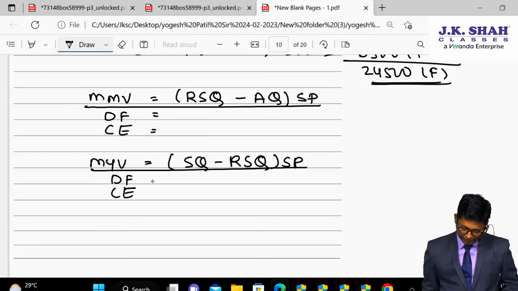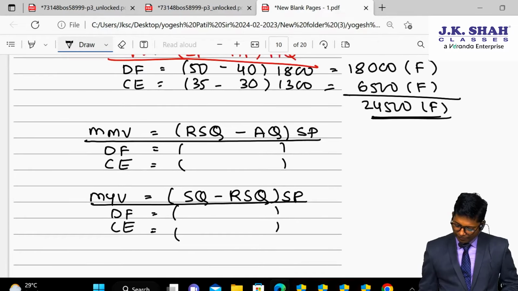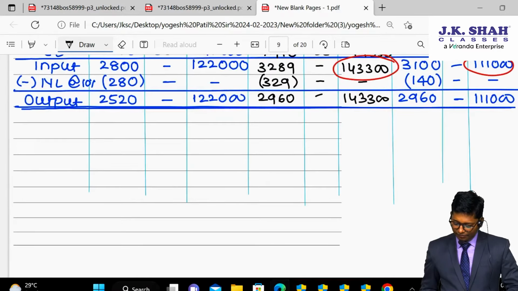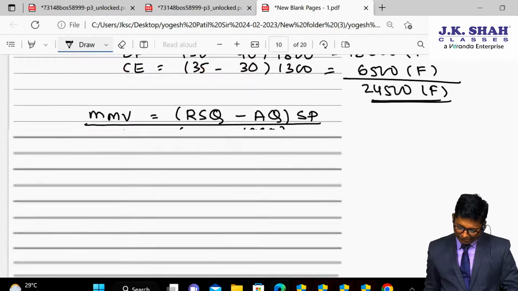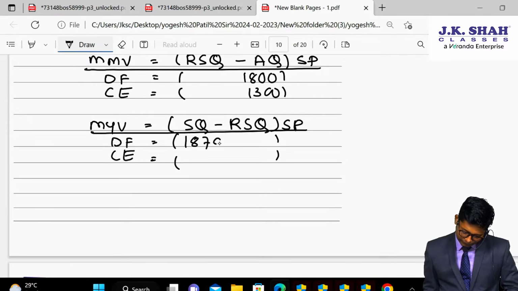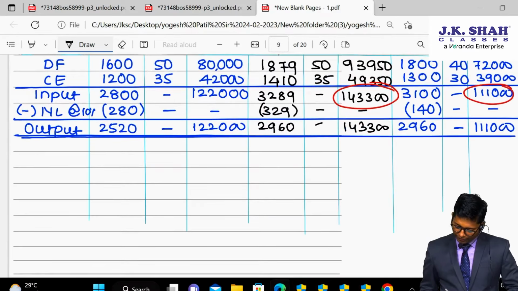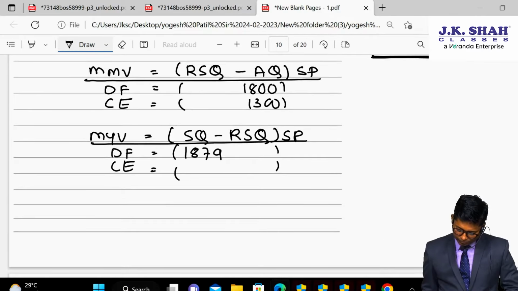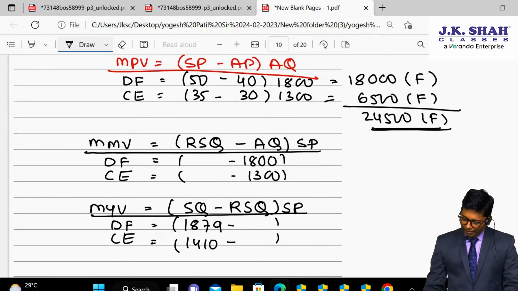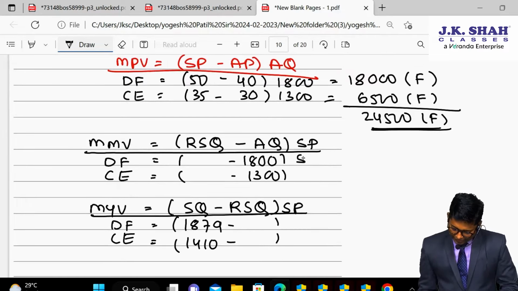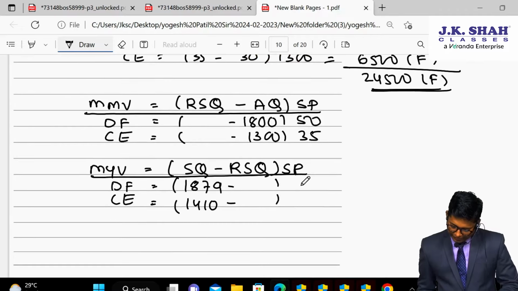DF and C are the materials which I am using. Now this revised stuff is not available with me, but actual quantities are available with me, and actual quantities are 1800 and 1300. Even standard quantities are available with me. Standard quantities are 1879 and second standard quantity is 1410. So whatever data is available, I substitute that. Here it is to be multiplied with the standard prices. They are 50 and 35.